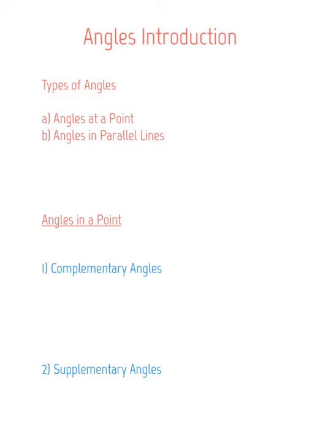Hey everyone, in today's lesson we will have a look at angles introduction. So we'll have a look at types of angles and also bisectors as well. Types of angles fall under two categories: we have angles at a point and we have angles in parallel lines. We'll firstly have a look at angles at a point, then angles in parallel lines, and then we'll move on to bisectors.